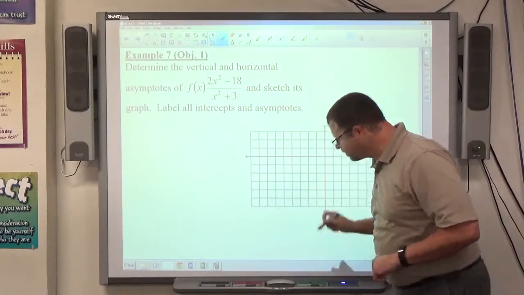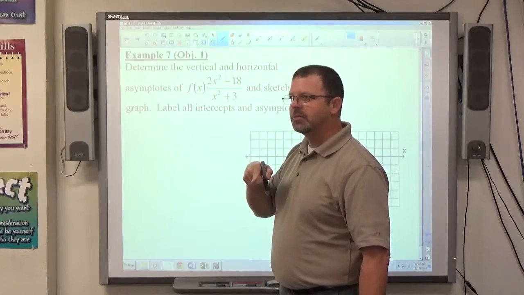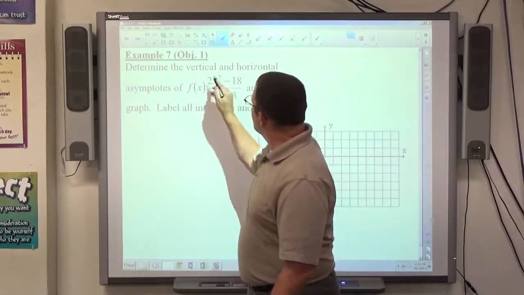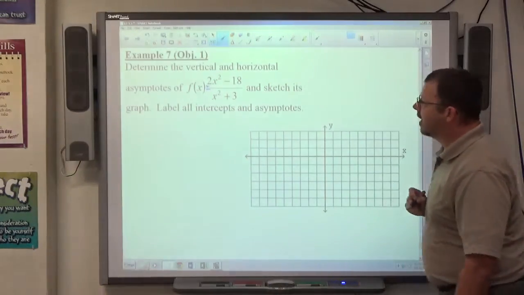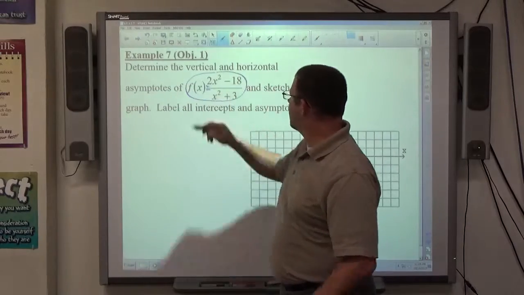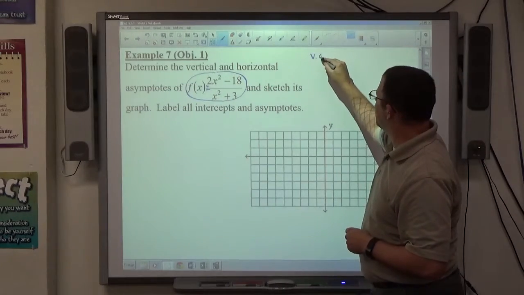All right, so here we go. My function, there should be an equal sign in there. Is there an equals on your paper? No. How about that? Pretend there's an equal sign there, because there's supposed to be. All right, f of x equals (2x squared minus 18) over (x squared plus 3). There's our function, our rational function. And if we start off with vertical asymptotes, I'm going to do that right here, VA.